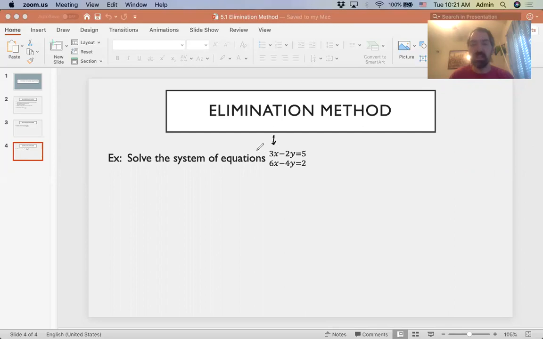To get a -6x, I would need to multiply by a -2, right? Because -2 times 3 is -6. So -6x. -2 times -2y is a positive 4y. And -2 times 5 is -10. And then we copy that second equation. We didn't do anything to that one.